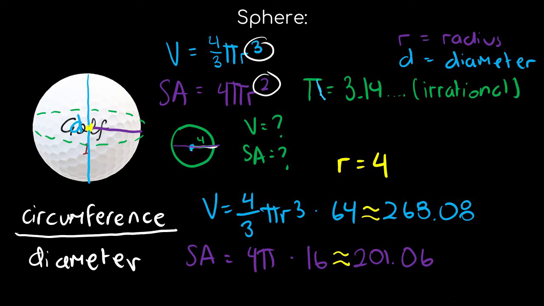What about surface area? We have 4 pi times 16. 4 squared equals 16. It's just 4 times 4. It is roughly equal to 201.06. Again, this should be squared and then cubed. The volume is cubed and the surface area is squared. Let's move on to the rectangular prism.